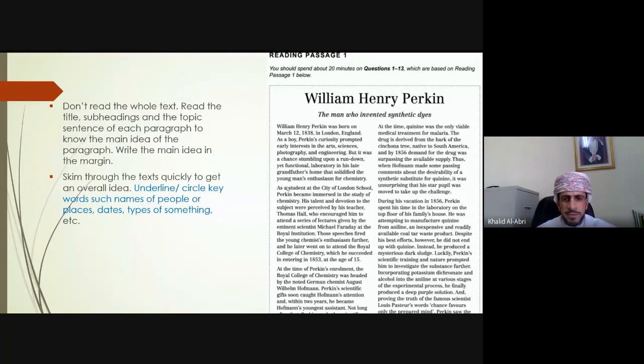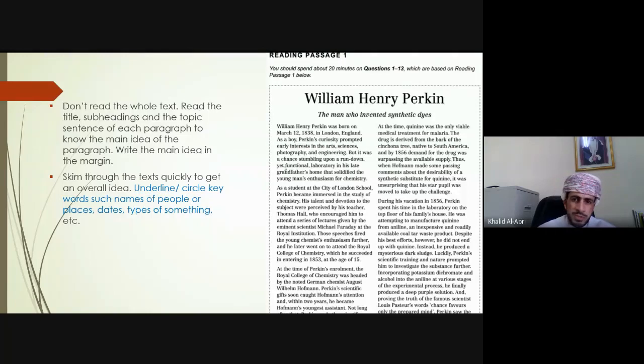So if you look at the second body paragraph here, "As a student of the City of London School." Here we can understand that this paragraph is about this person when he was a student. And the third body paragraph here, "At the time of Perkin's enrollment, the Royal College of Chemistry was headed by," so here it is talking about the time he was enrolled in the College of Chemistry. So we write down some information in the margin.